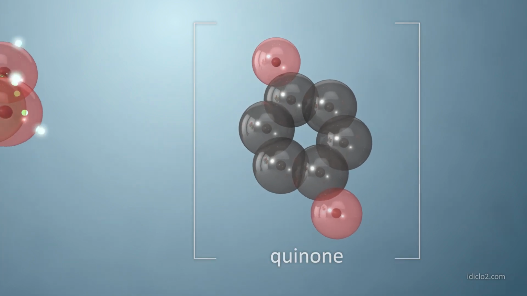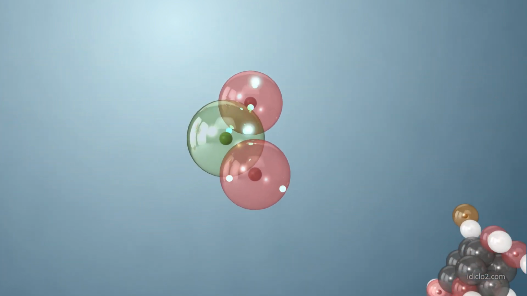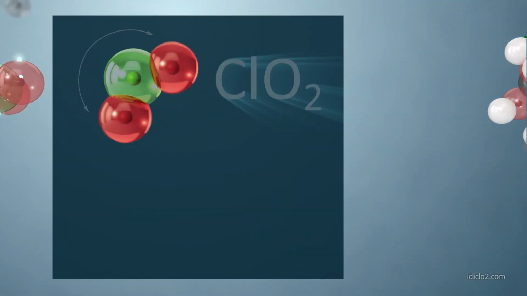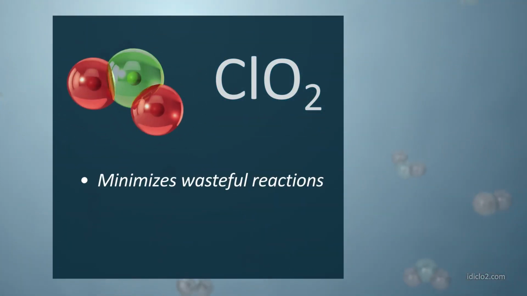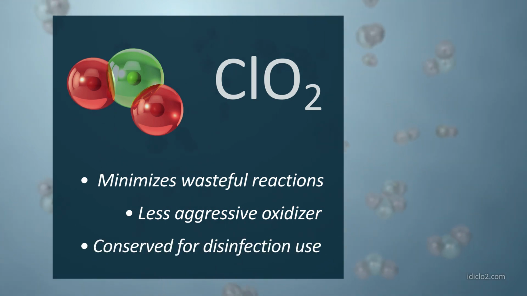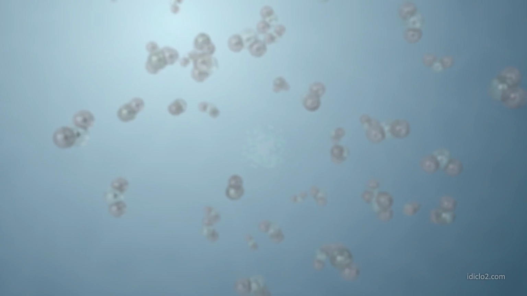However, many organic molecules are less electron-rich and not easily oxidized by ClO2. Consequently, chlorine dioxide minimizes wasteful reactions with organic molecules, in contrast to more aggressive, less selective oxidizers. This conserves ClO2 for its intended disinfection purpose.